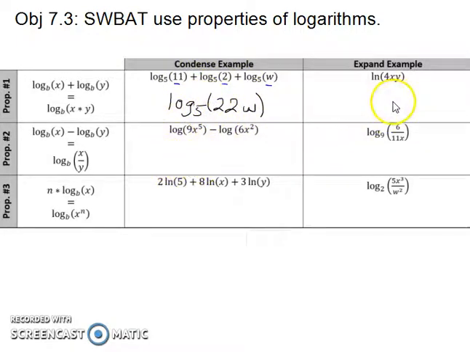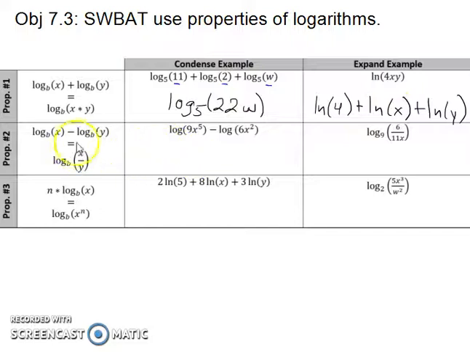The same problem going backwards then has natural log of 4xy. Well, notice there's 3 things being multiplied here. 4 times x times y with a natural log. So I can break this into 3 natural logs. Natural log of 4 plus natural log of x plus natural log of y. And they're all plus because they're all multiplied by each other.